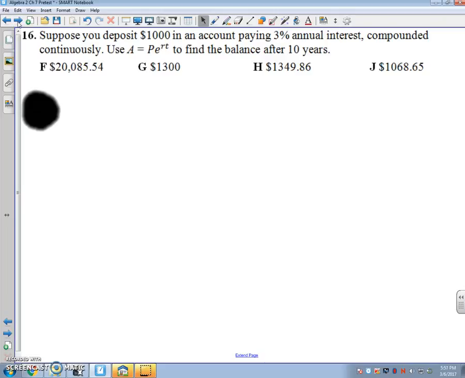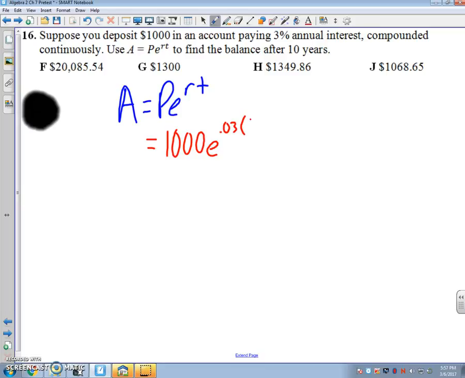16. Suppose you put $1,000 in the account, pays 3% annual interest, compounded continuously. Use that to find out the balance over 10 years. They gave you the formula, use it. Alright, we put in $1,000, or they put in 1,000, doesn't matter who. Times e. Our interest rate is 3%, so that's 0.03. Time in years is 10. I'll type it in the calculator, see what I get.